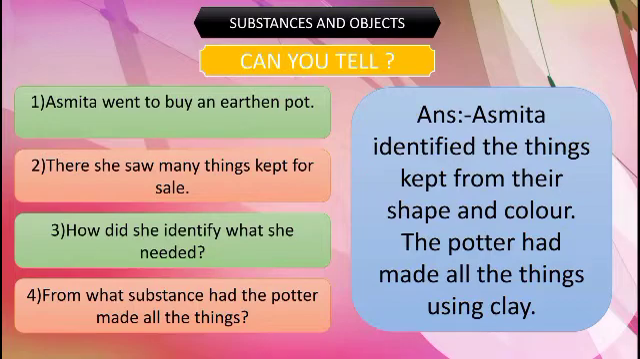Asmita went to buy an earthen pot. She wanted an earthen pot to keep at home and fill with water. And there she saw many things kept for sale. Other than the pot, she had seen many other things kept for sale. How did she identify what she needed? If she wants a pot, she should know the size, shape, and color of the pot, and accordingly she can choose the thing.